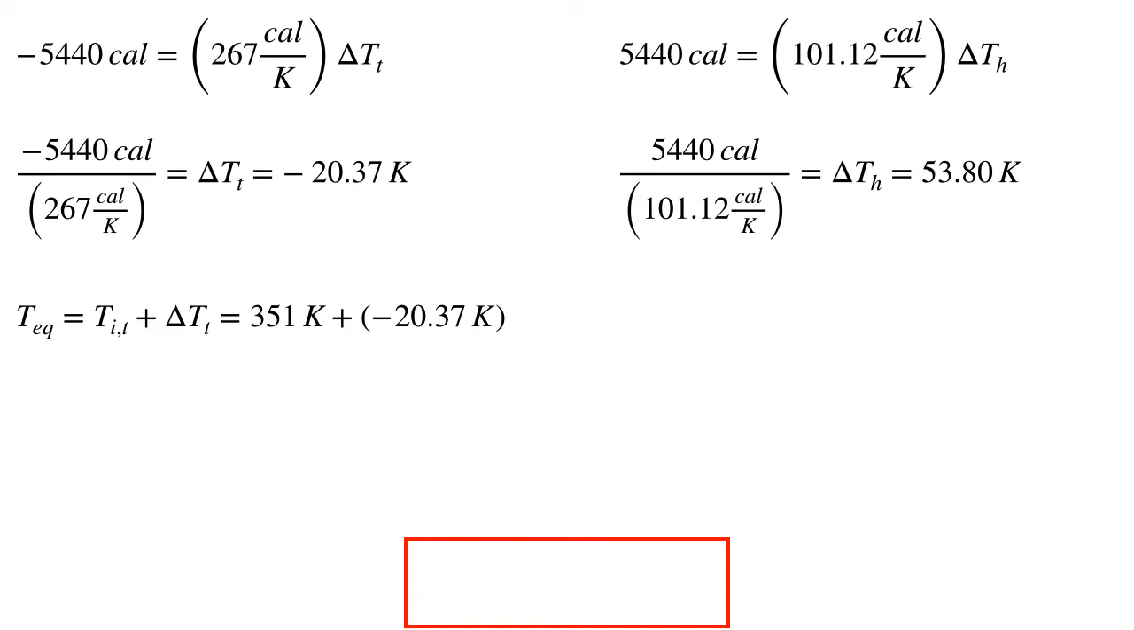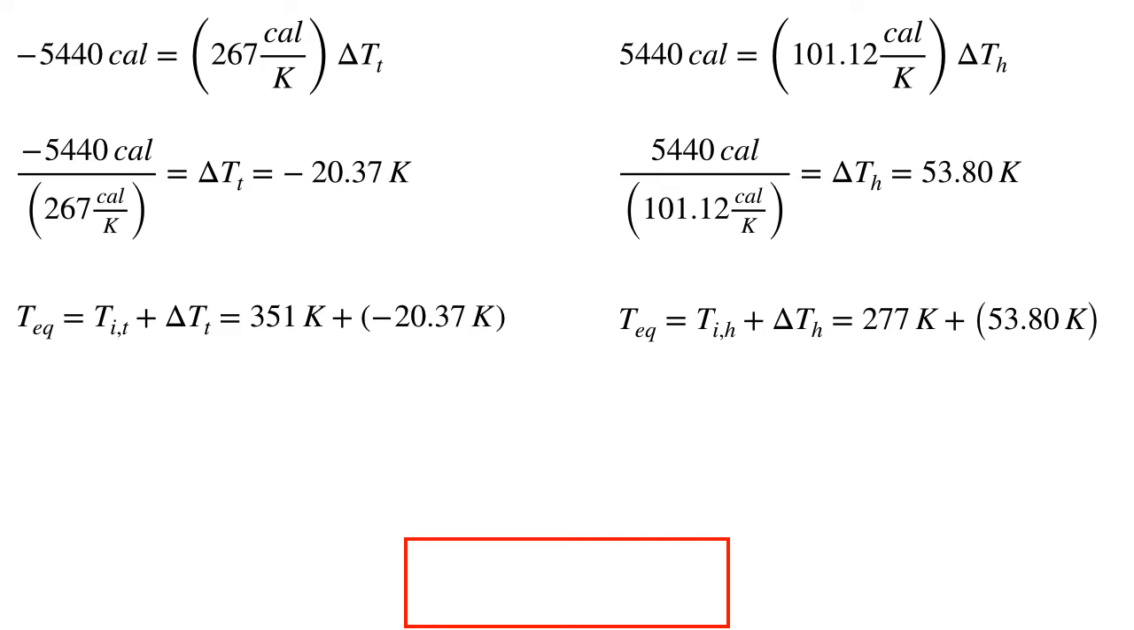So that works out to a certain temperature, 330 point something. And then for this one, the thermal equilibrium, if you do this side, it's the initial temperature of the honey, 277, plus 53.80 Kelvin. Now we've figured out both of these, and they better be consistent.